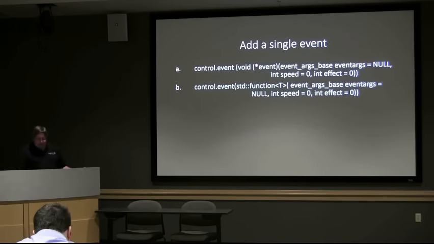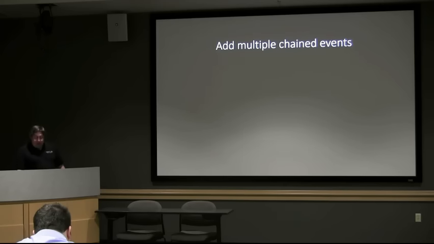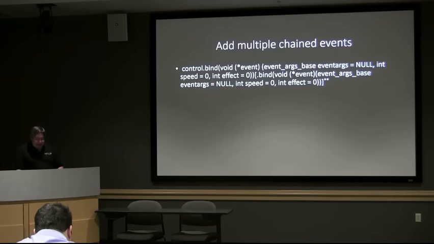And we can also do it again using the C++11 lambda process. How do we add multiple chain events, which is something I got from jQuery? We can do a bind, which is similar to jQuery, where we would add the events sequentially with a dot bind and add another optional dot bind, all the way to adding all the events that you wanted to add to that particular container.